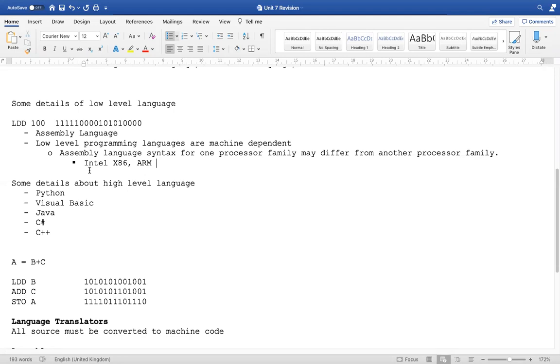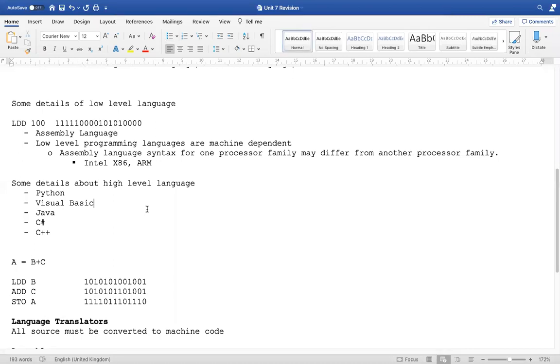When you guys go into A levels, we'll be looking at this syntax right here, and this syntax resembles the Little Man Computer syntax, and that's a different type of processor altogether. So this is what it means by machine dependence, that this assembly language code varies from one processor family to another processor family.